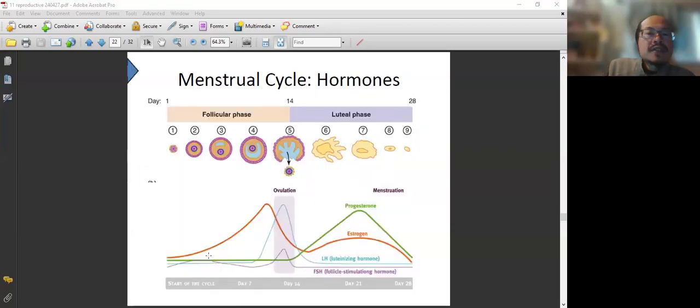So that basically summarizes everything we've been talking about in the ovaries. You can see that it has two phases. In the first 14 days, you have the follicle development, from the primordial to the primary to the secondary to the Graafian follicle. Then you have ovulation. Following ovulation, you have the luteal phase, the corpus luteum.